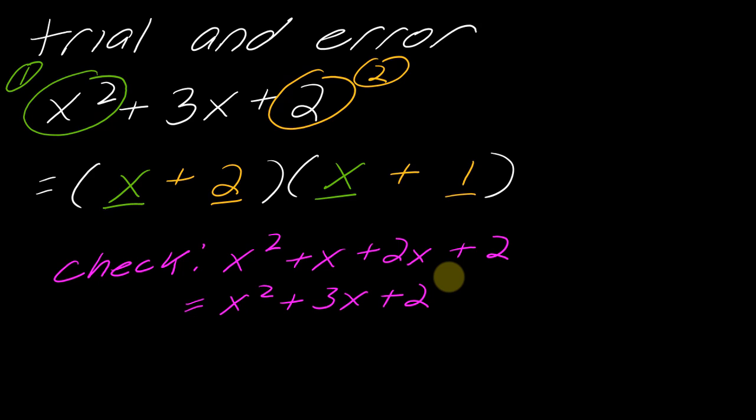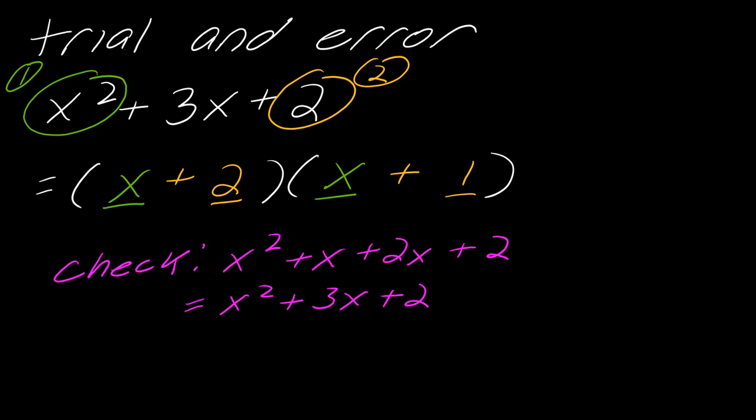But the thing about trial and error, the thing you want to get really good at, is being able to do this type of check in your head. Let me illustrate how you do something like that. First of all, if you followed the rules, you know that x times x gets you the first term, and 2 times 1 gets you the last term. So it's really just that middle term that you have to worry about.